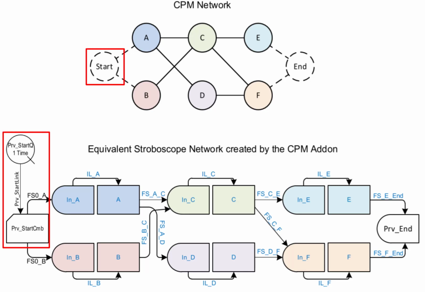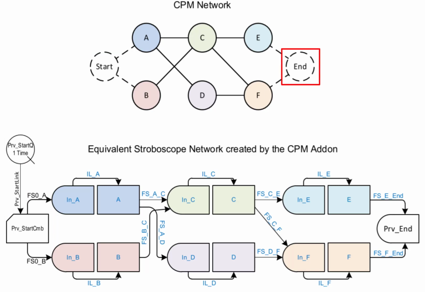The CPM start activity is represented by the Q private start Q and the combi private start combi. The Q private start Q is initialized with 1 unit of time to allow the combi private start combi to start during simulation and perform 1 replication. The Q and combi are connected by the link private start link.